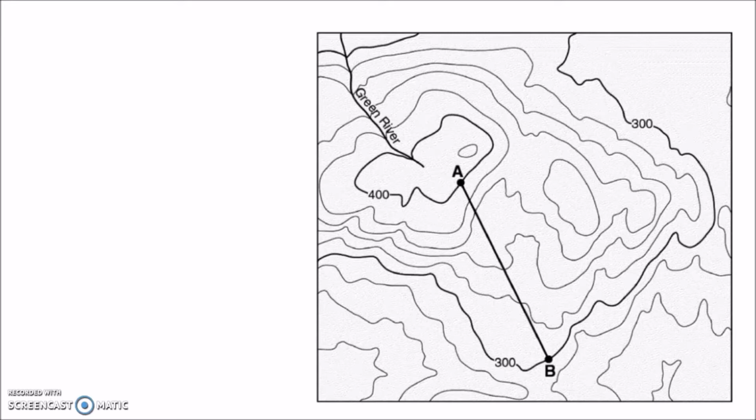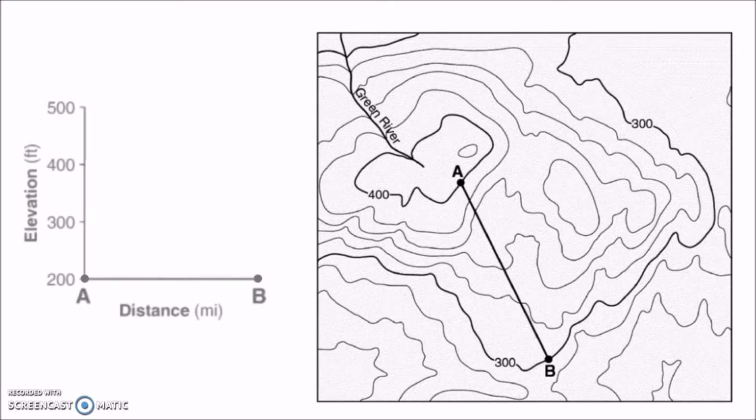So we're going to convert this contour map into a profile. On the bottom, we have our distance graph, which shows us the distance from point A to B, and on the side we have elevation, how high each point is going to be, and then we'll connect them.